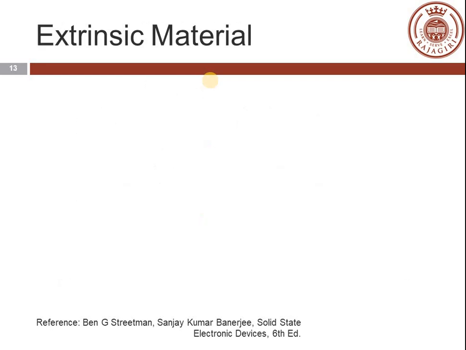For extrinsic material, we'll be adding some impurities to the intrinsic semiconductor. The impurity can be either trivalent impurity or pentavalent impurity. If you are adding pentavalent impurity, we call those impurities donor atoms. That means these pentavalent impurities will donate one electron. Trivalent impurities, we will call acceptor atoms because they have only 3 electrons at the outermost shell. Suppose initially we are adding donor atoms.